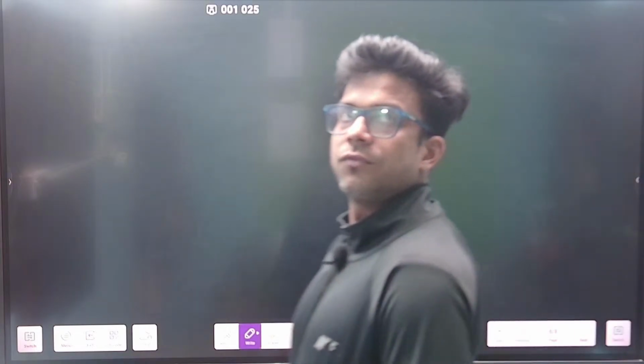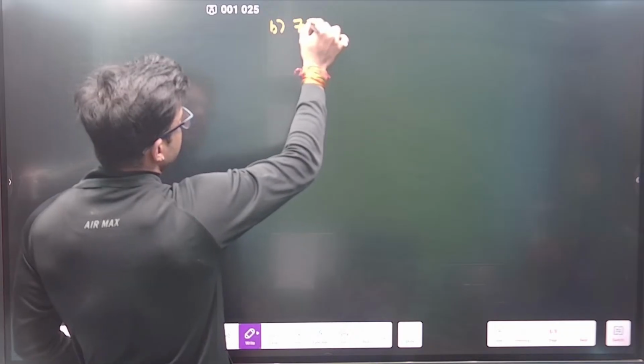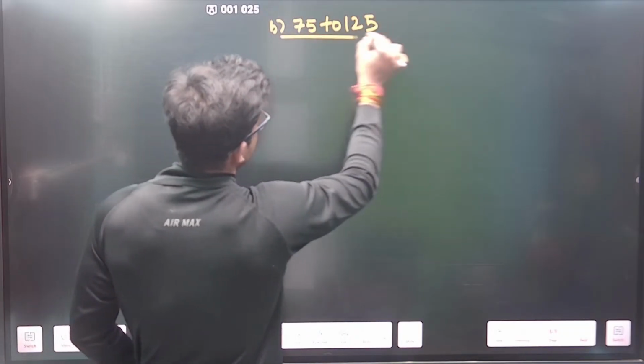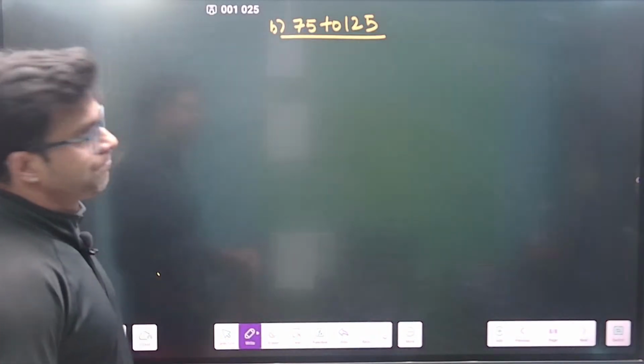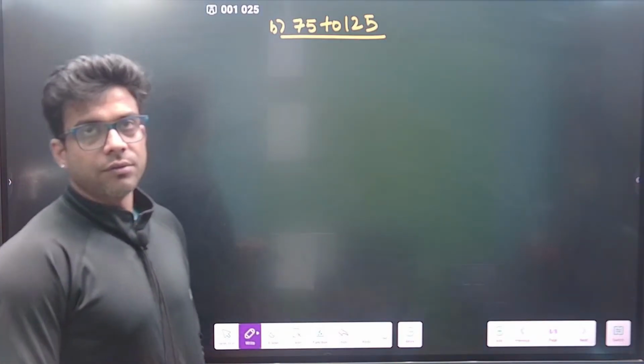Let us start the other part, which is from 75 to 125. Point number B is from 75 to 125. Now, let's see what is the logic behind it, and then we'll go ahead.